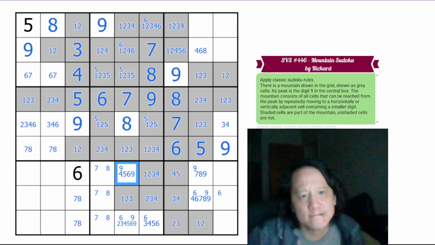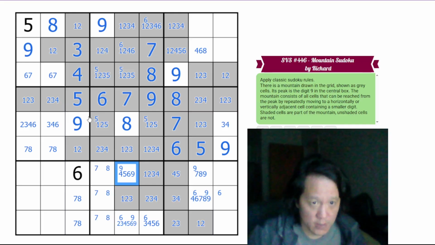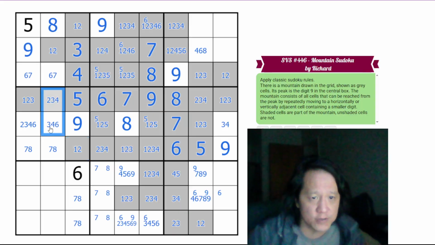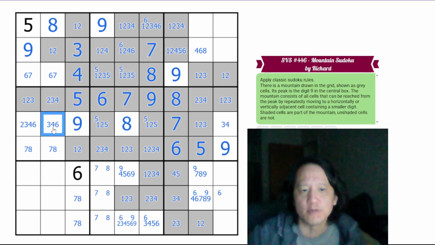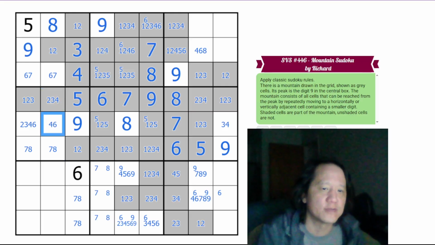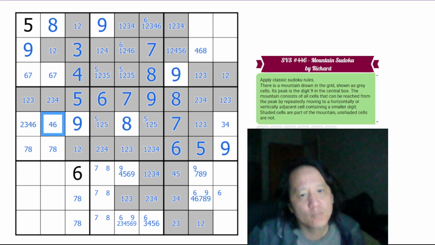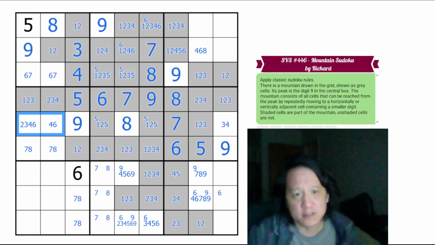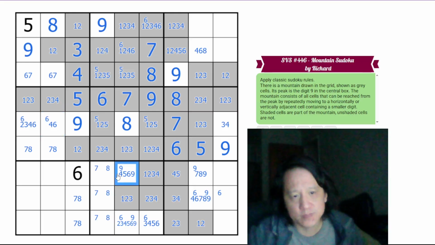Okay. If this were 3, that would force us to be a 1, 2, 1, 2 pair in box 4, which would eliminate 1, 2, and 3 here, so that would be 4, and therefore the 3 would be smaller than the 4 and would be part of the mountain. So it cannot be 3. You know, one of these is a 6. We don't know which.